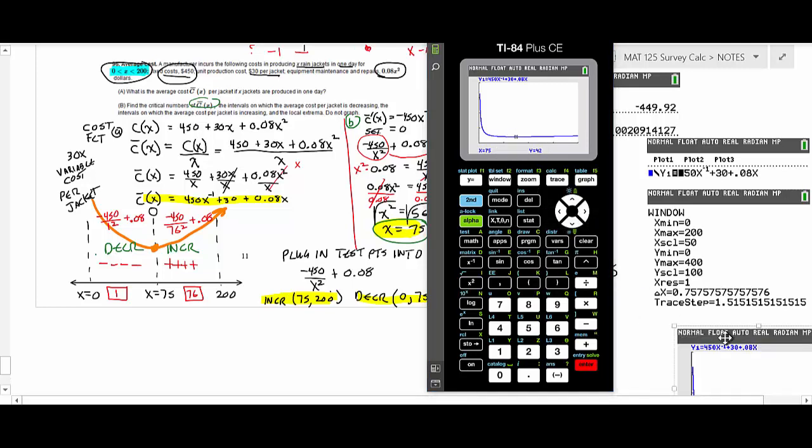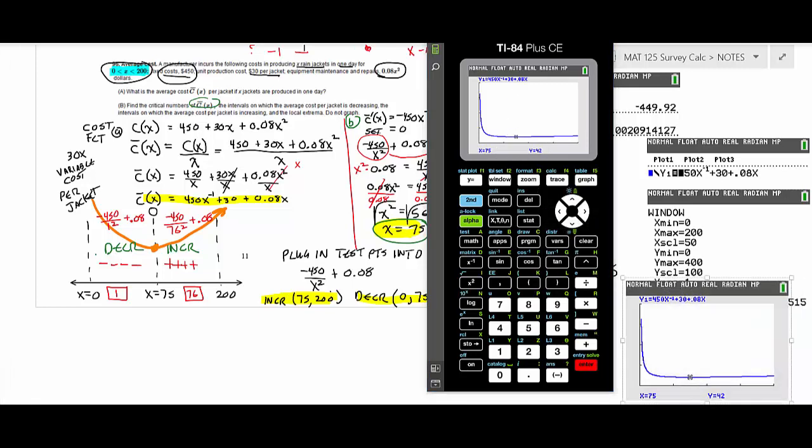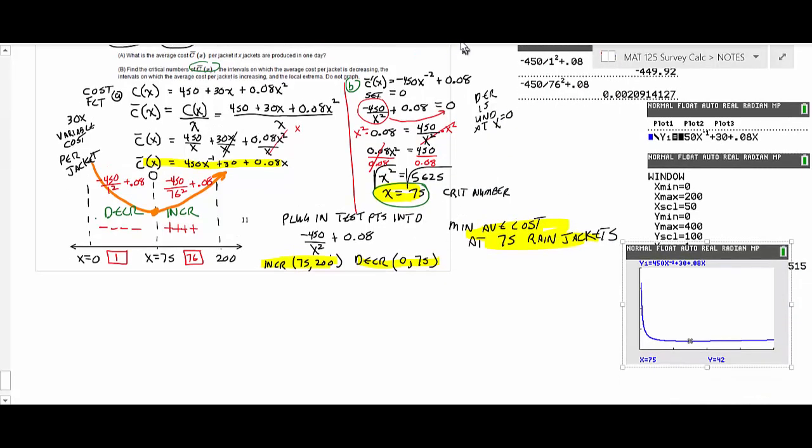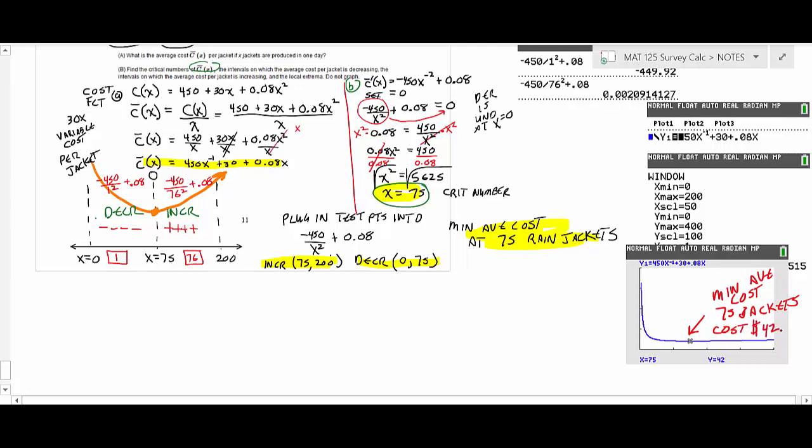So what you would end up having, you can just kind of make a remark about this, is what you get is this is the minimum average cost, and what it means is 75 jackets produce that, and that cost is $42. Okay, that's how much it costs when you make those 75 jackets. So that's where that average cost is at a minimum. Okay, and that verifies everything that we did with calculus methods. Okay, so very good. That should wrap that up.